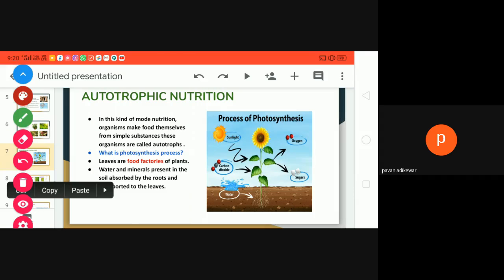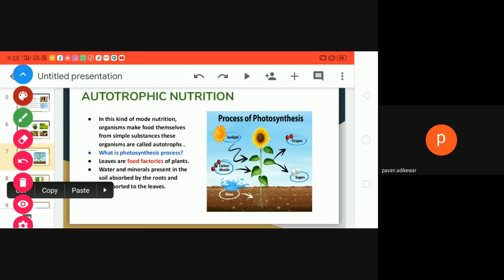What is autotrophic nutrition? In this kind of nutrition, organisms make food themselves from simple substances. These organisms are called autotrophs. What are autotrophs? The organisms that make food themselves from simple substances. Green plants, green leafy plants, are called autotrophs because they make food by themselves, right?